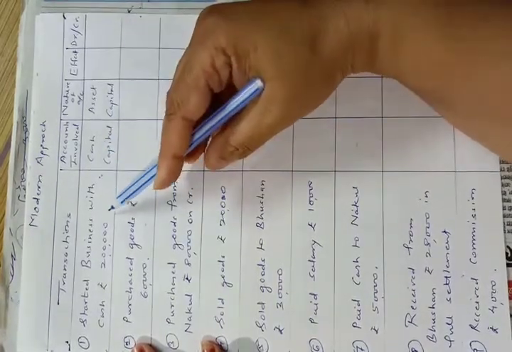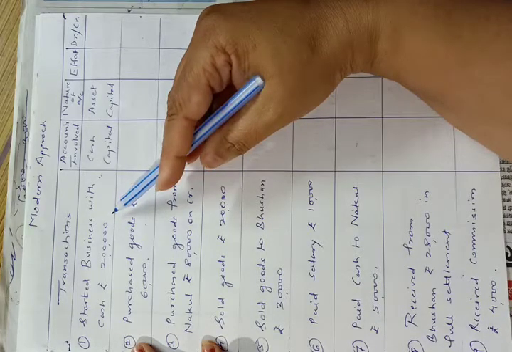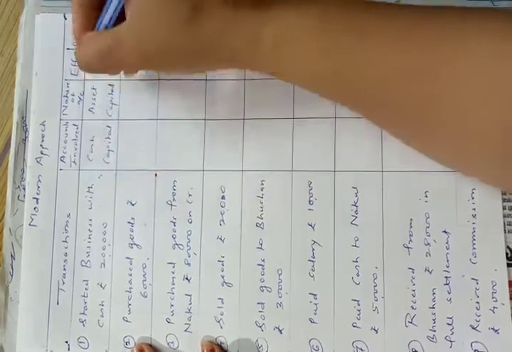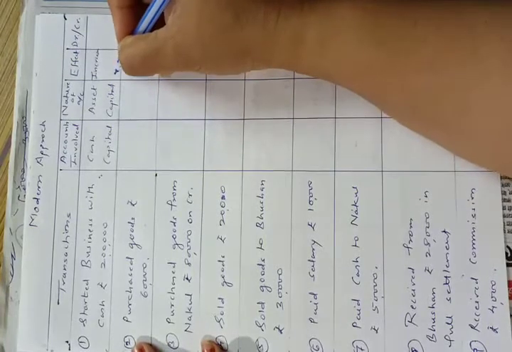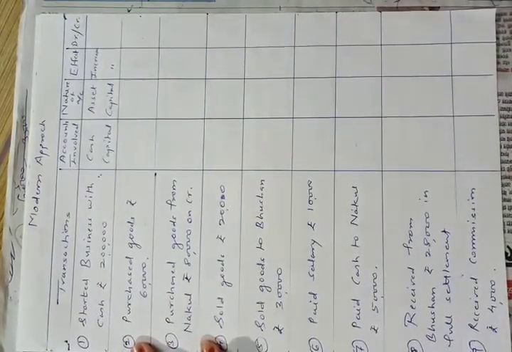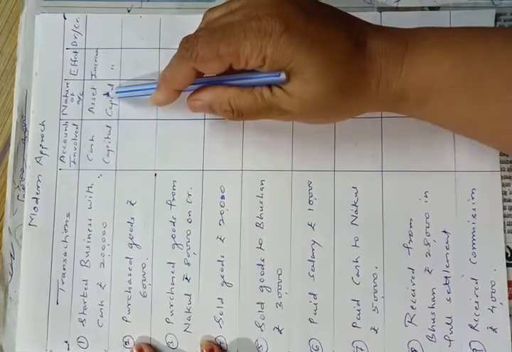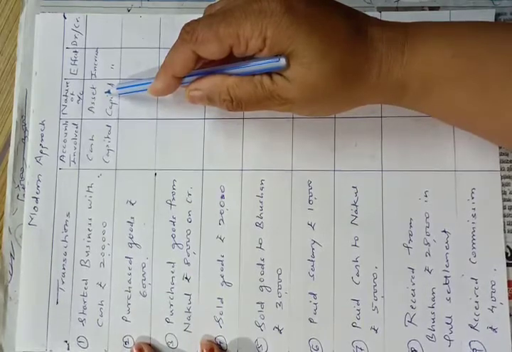When we start business with cash, that is when we start business by investing cash into that business, from the point of view of business, cash increases. Okay, so increases, and capital also increases here. Now use the rules of modern approach. First rule for asset: if there is increase in asset, it should be debited. So here we will write debit.